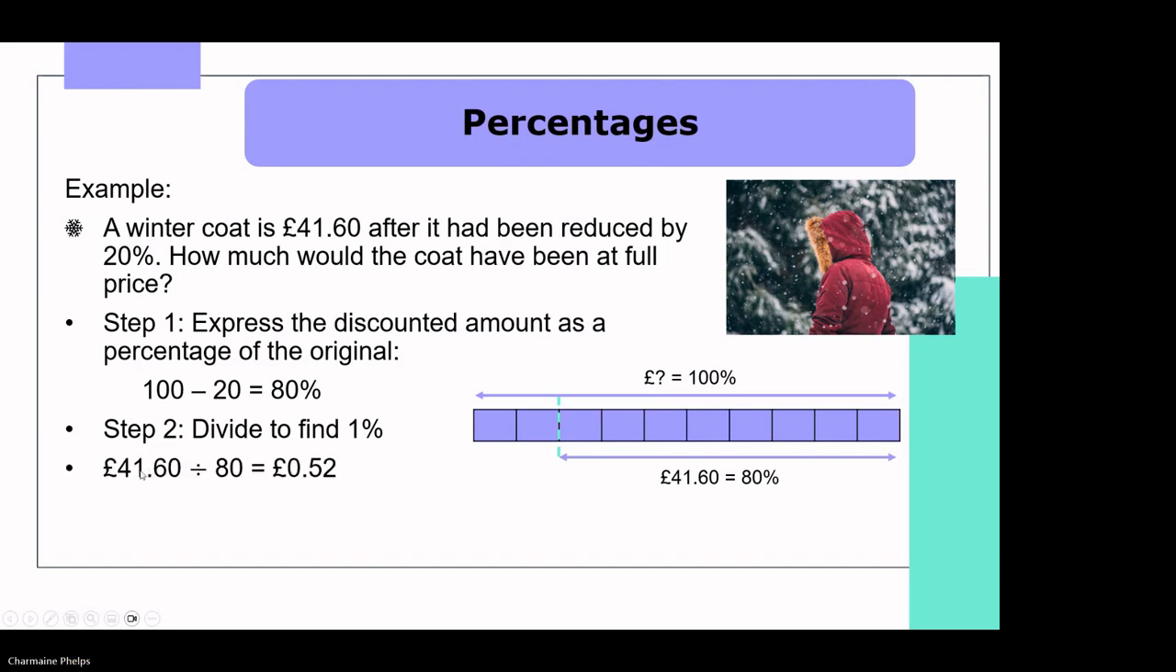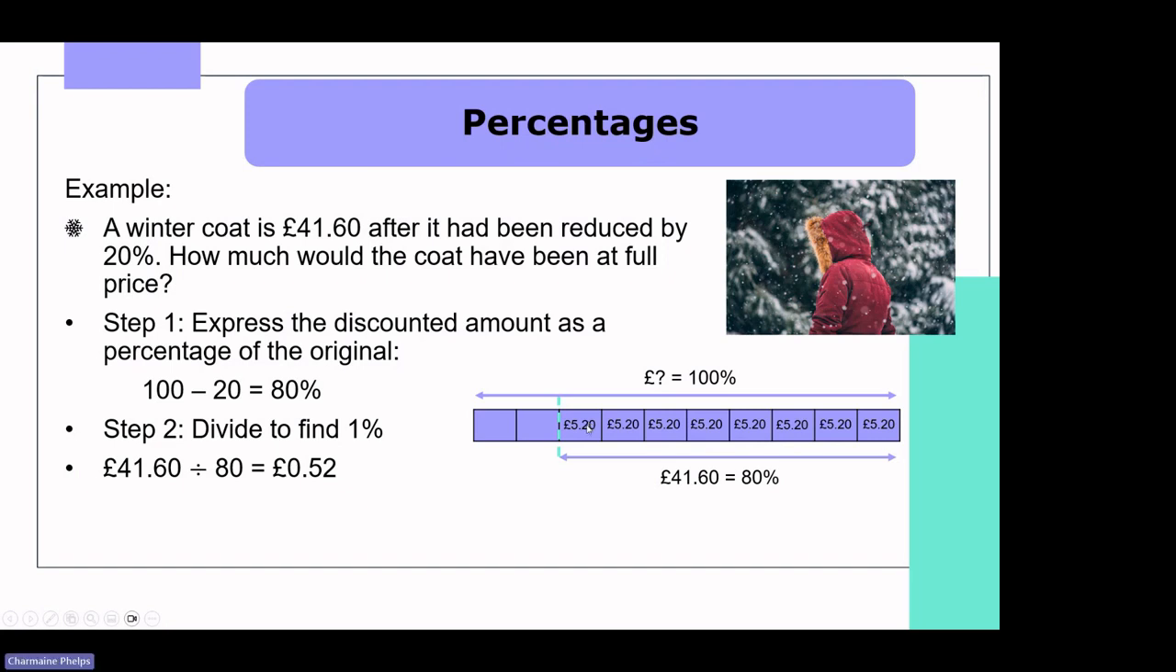So £41.60 divided by 80 gives me 52 pence. That means each one of these little squares, because I've split my whole into 10, is worth £5.20.